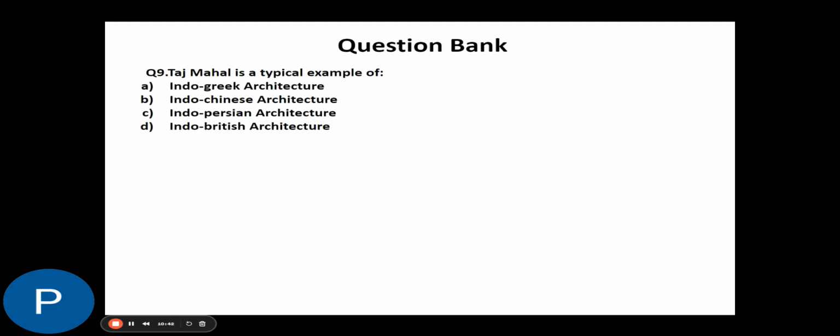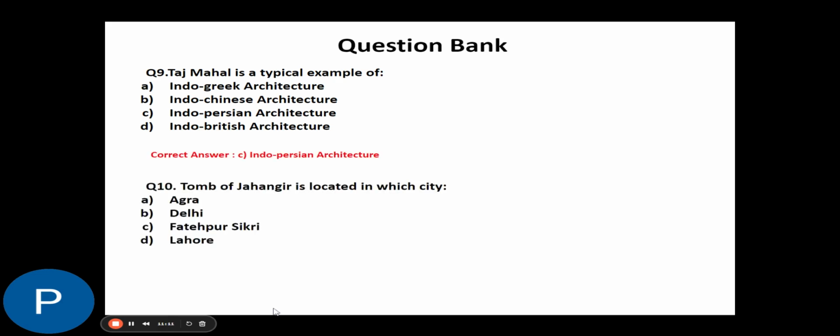Then coming to the next question, the Taj Mahal is a typical example of, the options are Indo-Greek architecture, Indo-Chinese architecture, Indo-Persian architecture, and Indo-British architecture. As I had told you on the first slide, Mughal architecture is a blend of Turkish, Persian, and Indian architecture. So Taj Mahal is an example of Indo-Persian architecture.